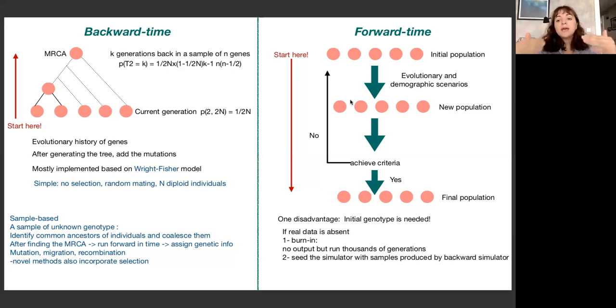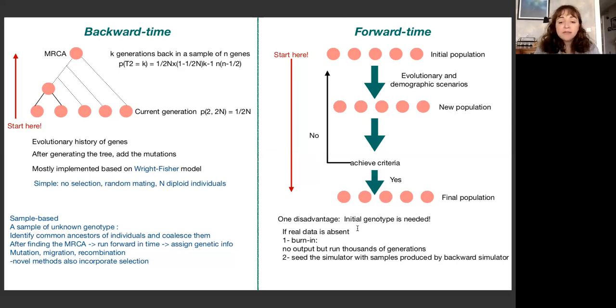So you start and then run the evolutionary scenarios, generate the new population, and then you check if the criteria that you want to reach is achieved. If not, then run it again. But if yes, then the final population is in your hands. And the good thing is that, as I said, you can get samples from any time point when you start from the beginning.